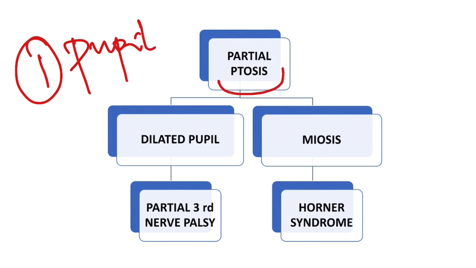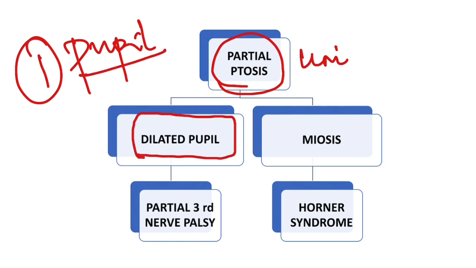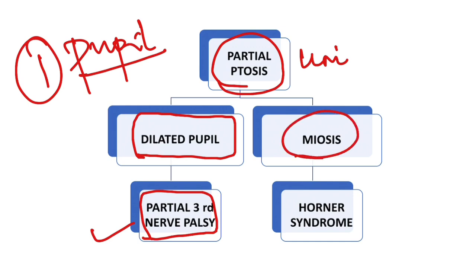So the patient has partial unilateral ptosis. We have to look at the pupil. If the pupil is dilated, it is most probably a case of partial third nerve palsy. If the pupil is constricted leading to miosis, it is a case of Horner syndrome. That is the first point.